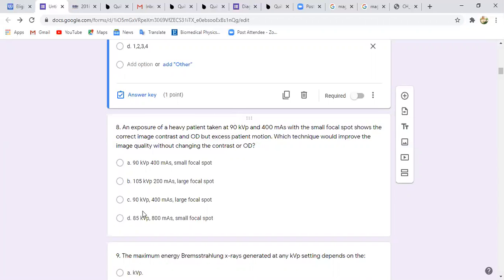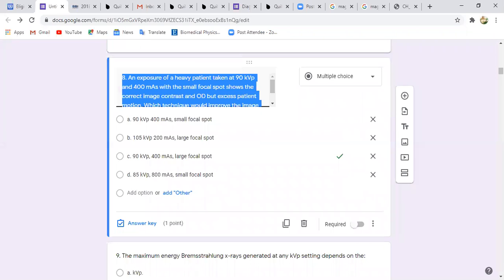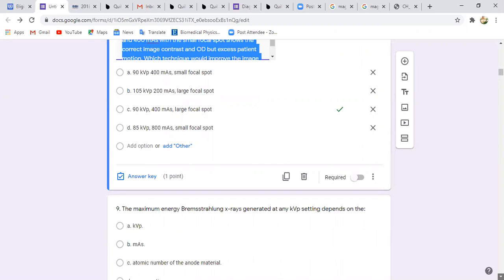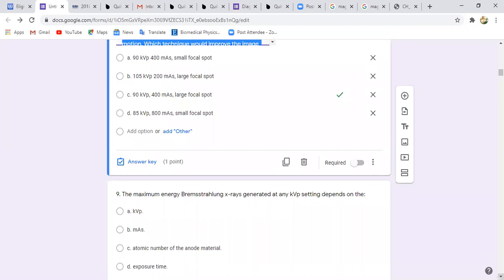If we had had something like 85 kVp, 400 mA, large focus, we might as well have gone for that. But this one actually gave the correct image contrast, so I don't see any reason for changing it. This 90 kVp had already given us the correct image contrast, so there is no need to alter it. Even moving it downwards might make our contrast inconsistent with the diagnosis we intend to make. So the next question: the maximum energy of the X-rays generated at any kVp setting depends on what?